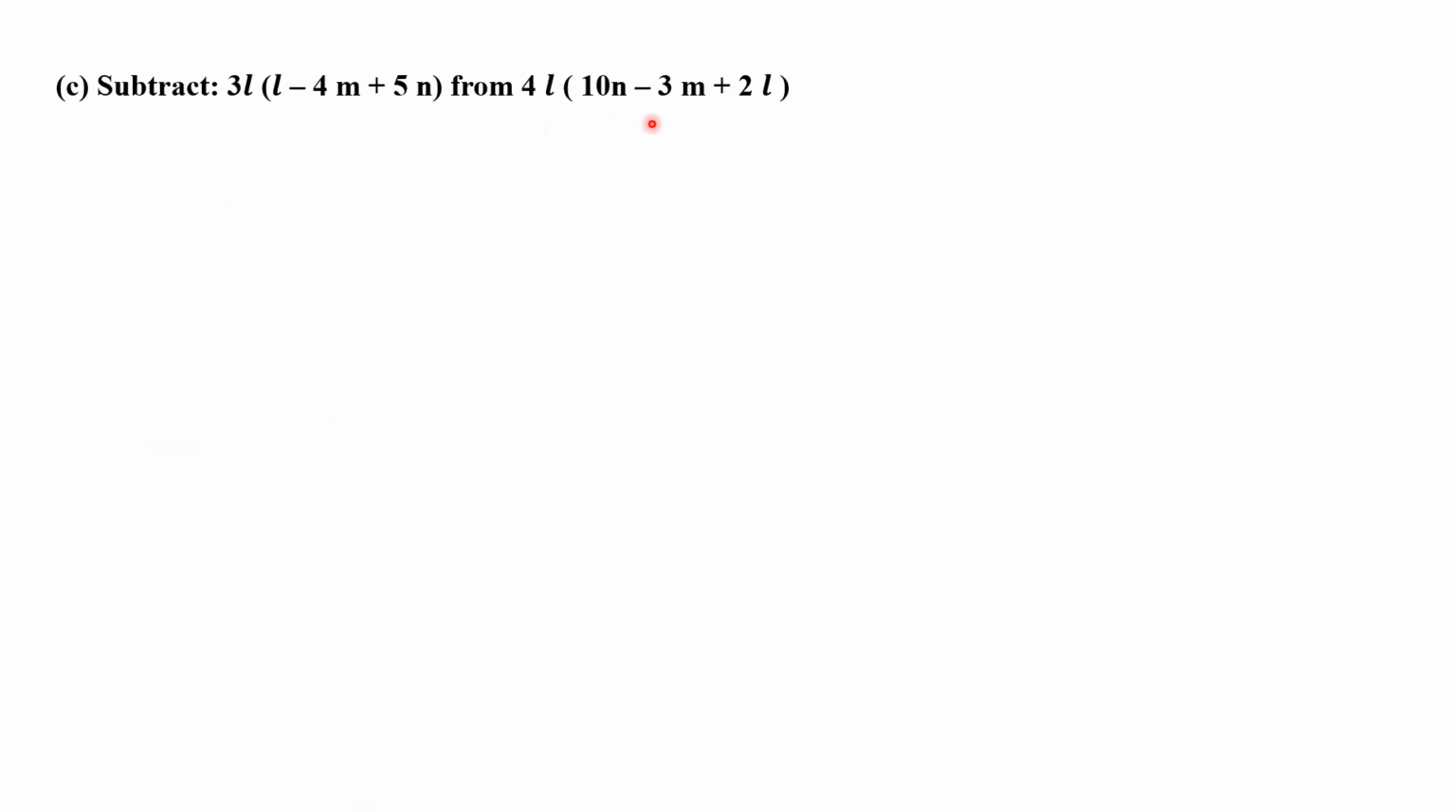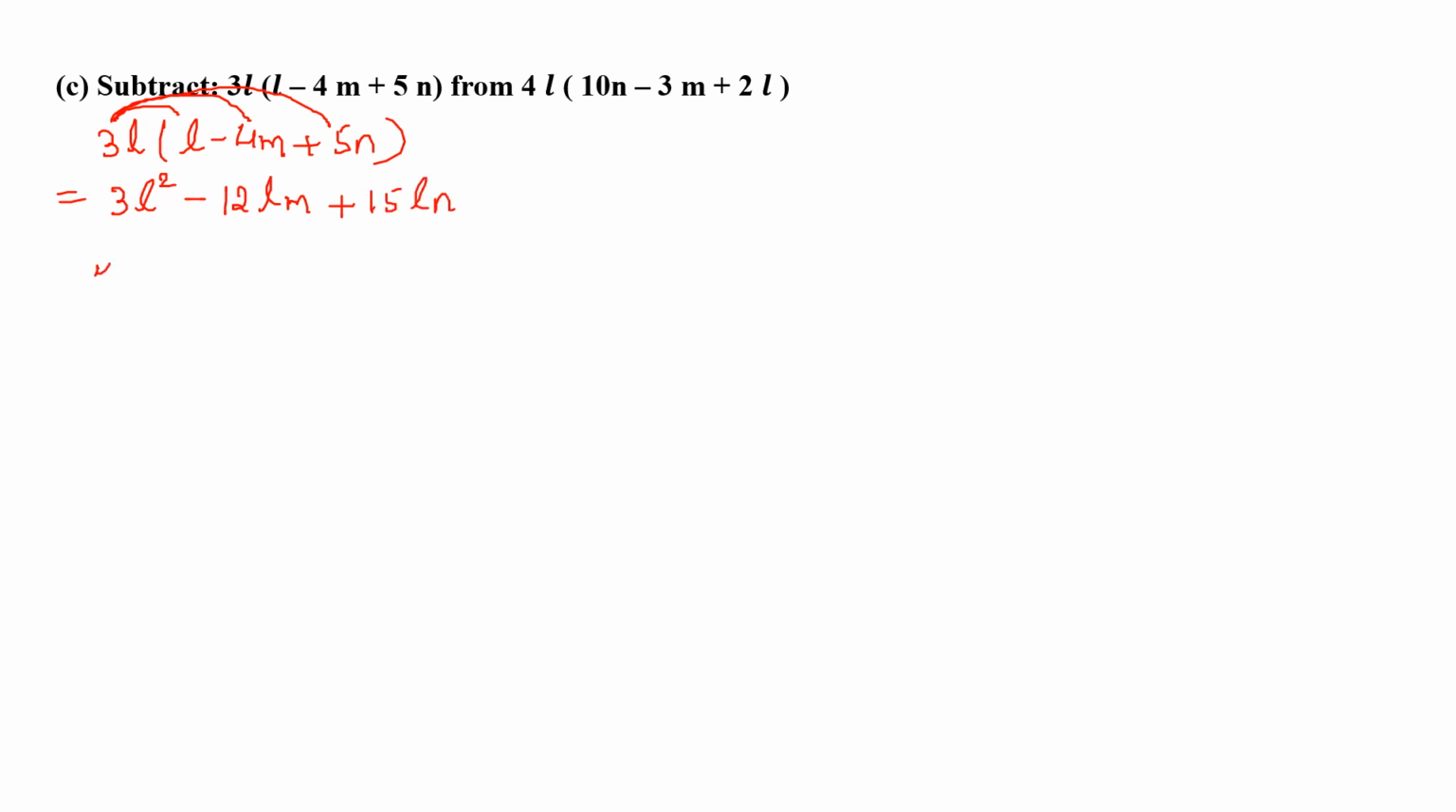Now the C part, you have to subtract these two expressions. So first I am going to write the simplified form of the expression. So 3l multiplied with l minus 4m plus 5n. So you have to use the distributive law. 3l multiplied with l will give you 3l square, then minus 3l multiplied with 4m. So 3 into 4 is 12, l into m is lm, plus 3 into 5 will give me 15, and l into n is ln.